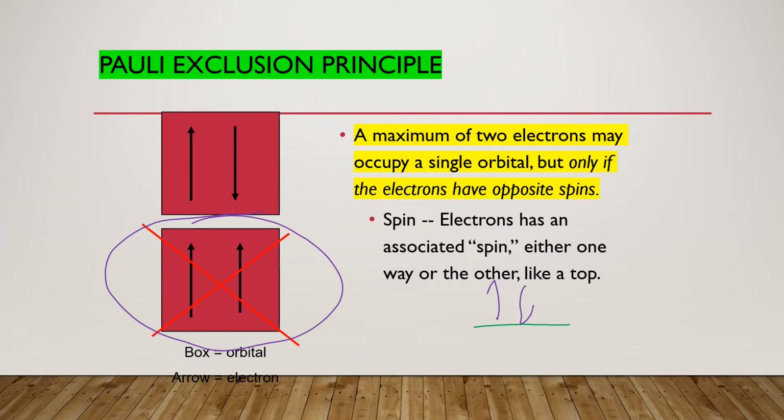So that's the Pauli exclusion principle: opposite spins. They're called spin up and spin down, but you really don't have to know that.